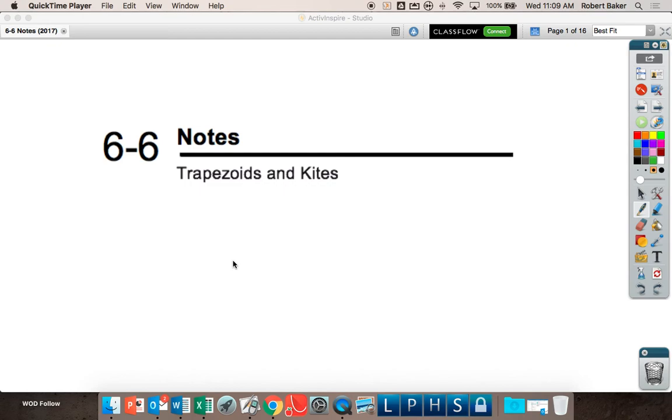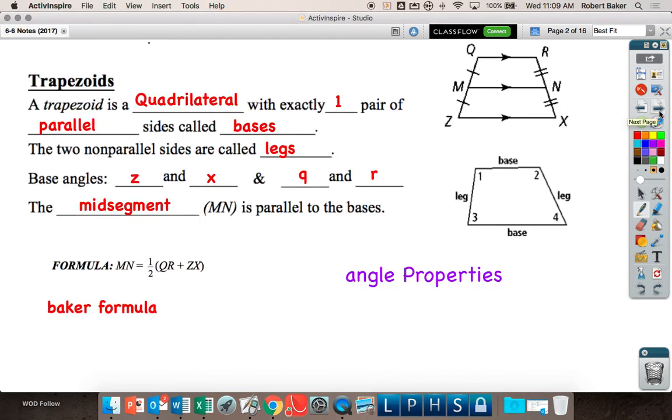It has one set of parallel lines. That is everything that the book says about trapezoids. A trapezoid is a quadrilateral with exactly one pair of parallel sides. And the sides that are parallel, the book names them as bases.